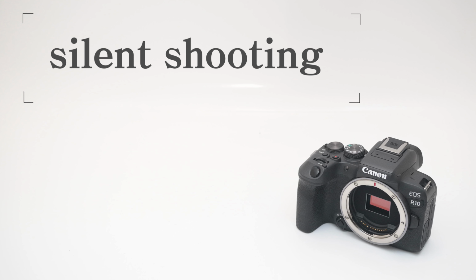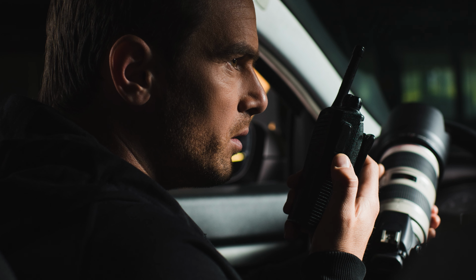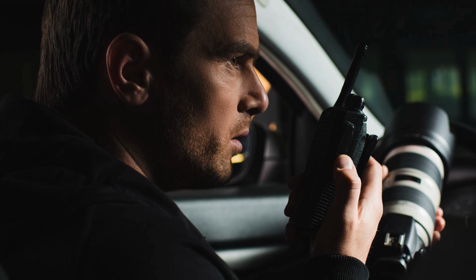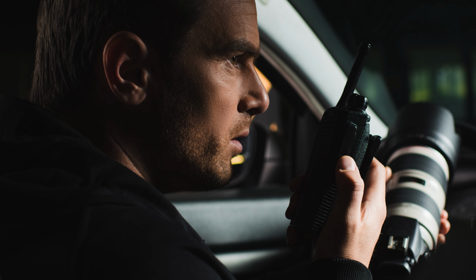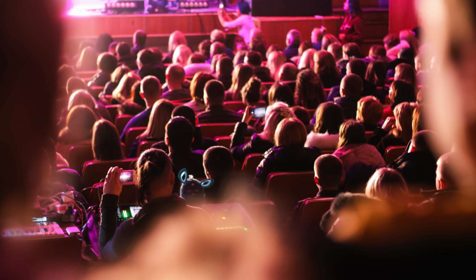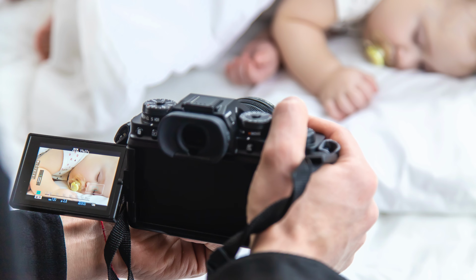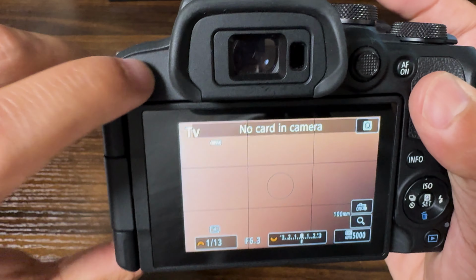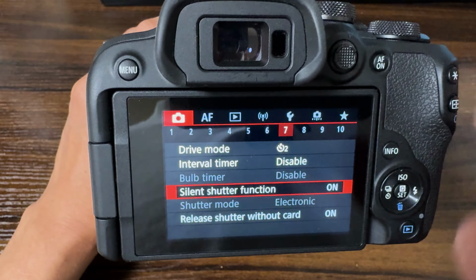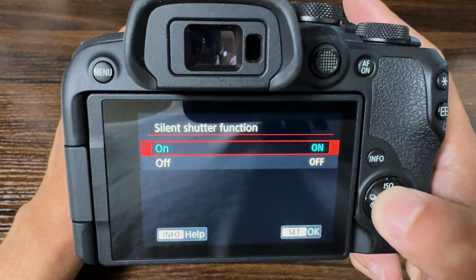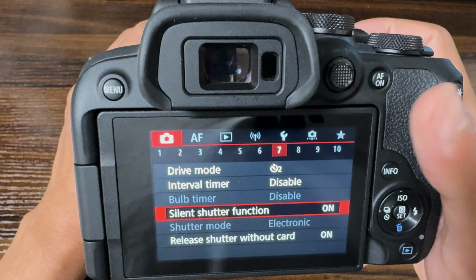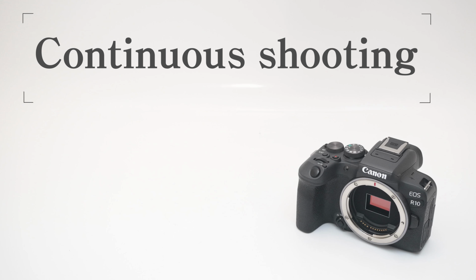Next is silent photography. Sometimes you want to shoot without drawing attention. That's where silent shooting comes in handy. Since the camera shoots without making a shutter sound, you can take pictures without disturbing those around you. Recommended scenes: shooting at the venue, photographing a sleeping baby. Select menu, camera icon 7, silent shutter function. Set to on.